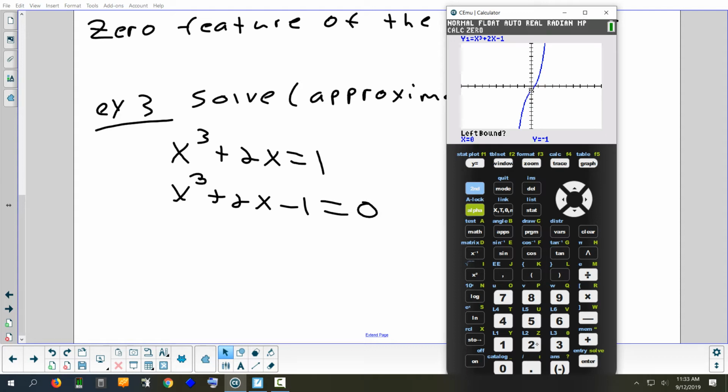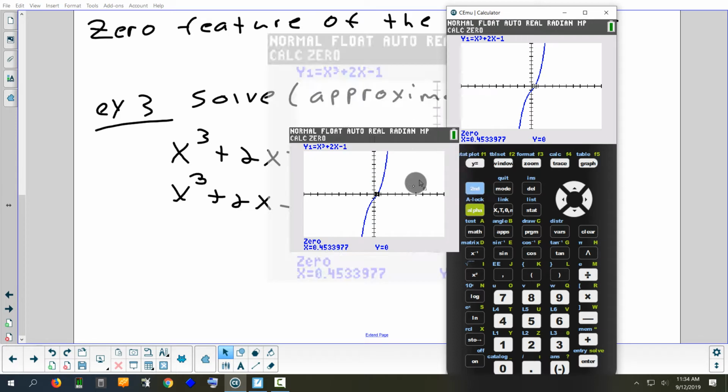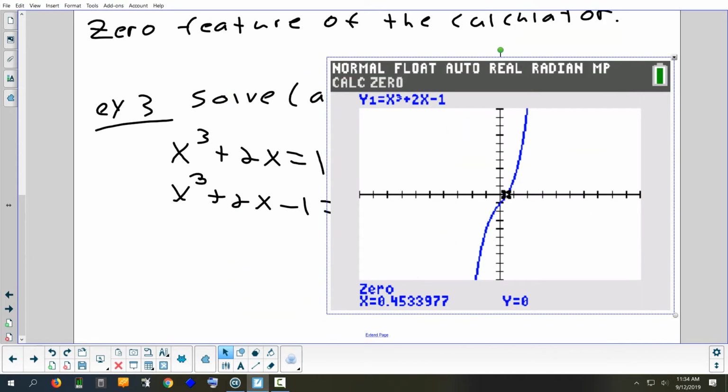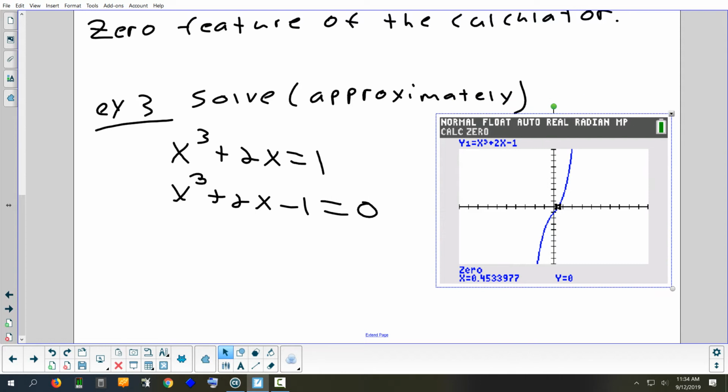So he chose to get it equal to 0. Some of you might have said, I'm going to put what's on the left in y1, what's on the right in y2, and do an intersect. That would have worked as well. Pick a point to the left. Pick a point to the right. And do your guess. So you should have gotten about 0.45. Any questions on that? All right, so not bad.